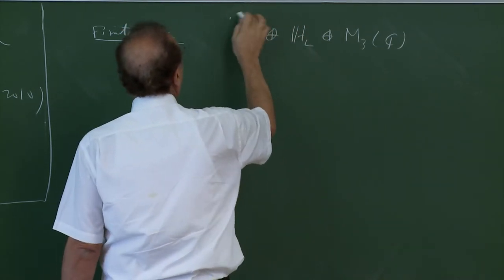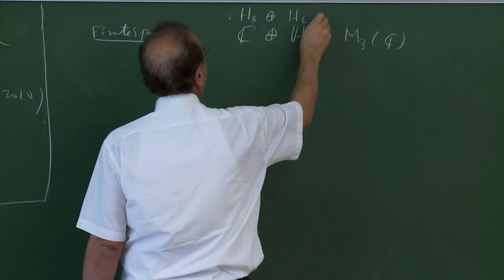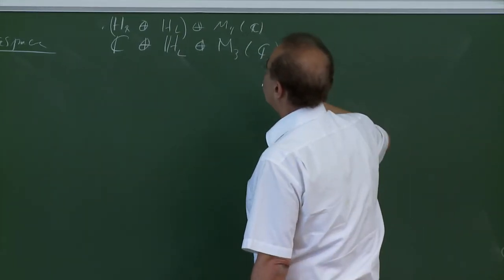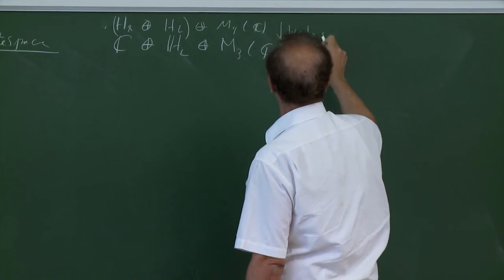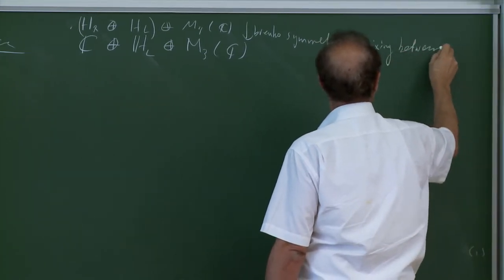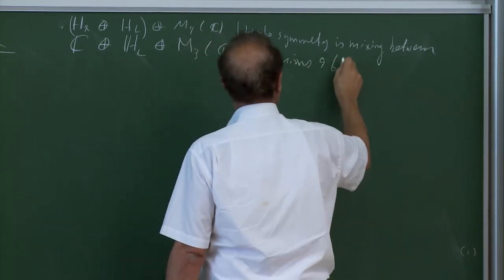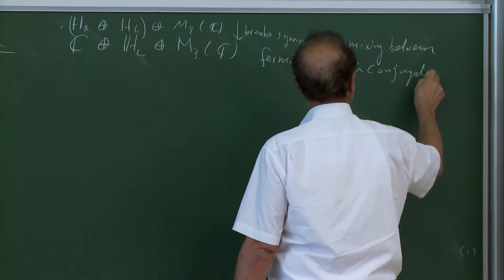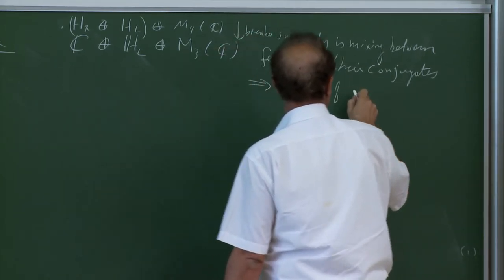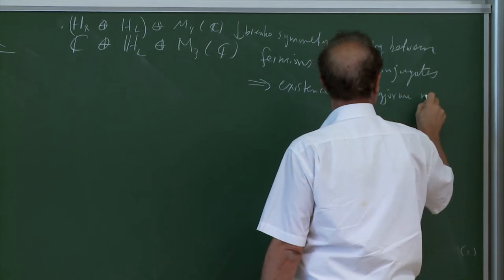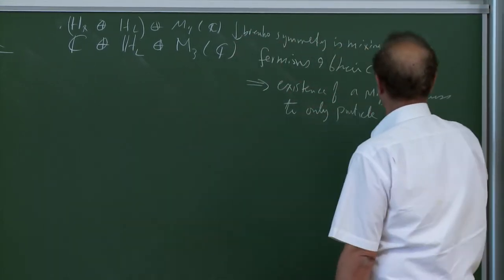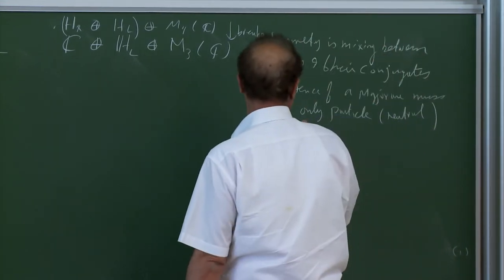I remind you that originally this was really due to the neutrino mixing. These three come together in one algebra and this is on the other. What really breaks the symmetry is the mixing between fermions and their conjugates. And this implies the existence of a Majorana mass to only one particle, which has to be neutral. And it's no coincidence that this happened to be the right-handed neutrino.